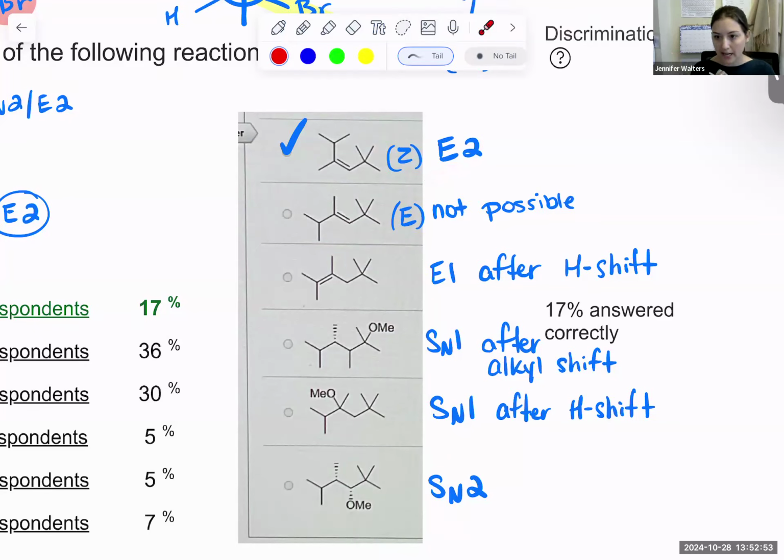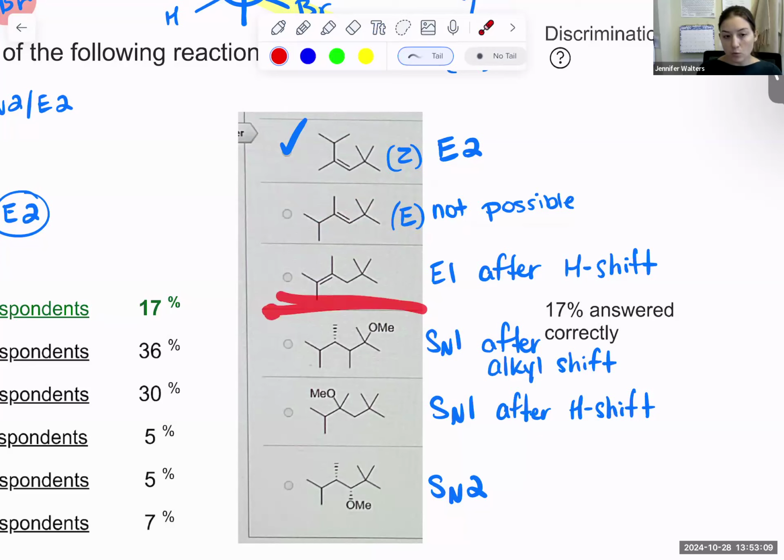So E2 cannot make that alkene. Furthermore, if it was E1, you would have seen a carbocation rearrangement. So we're not going to make this product even if we did an E1 reaction. So this is never going to be one of our products.